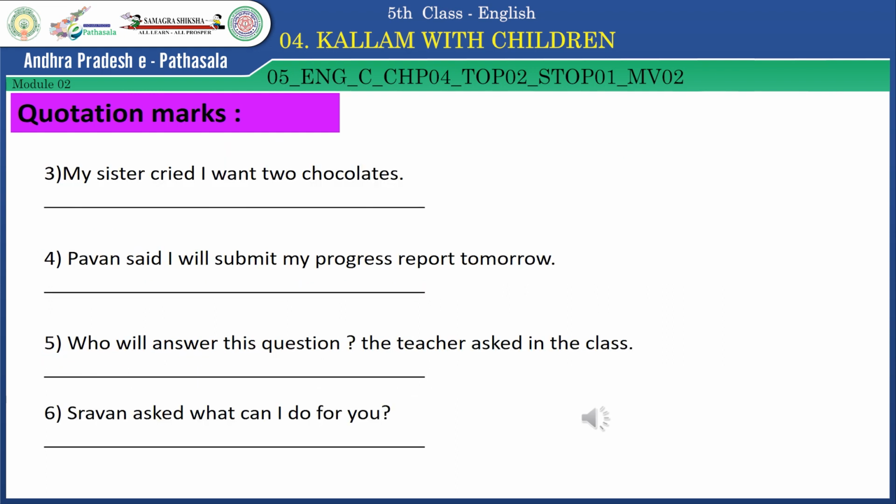The third sentence is, my sister cried, I want 2 chocolates. The fourth one, Pawan said, I will submit my progress report tomorrow. Fifth one, who will answer this question? The teacher asked in the class. Sixth one, Sravan asked, what can I do for you? Children, insert the quotation marks and commas wherever necessary and rewrite the sentences.